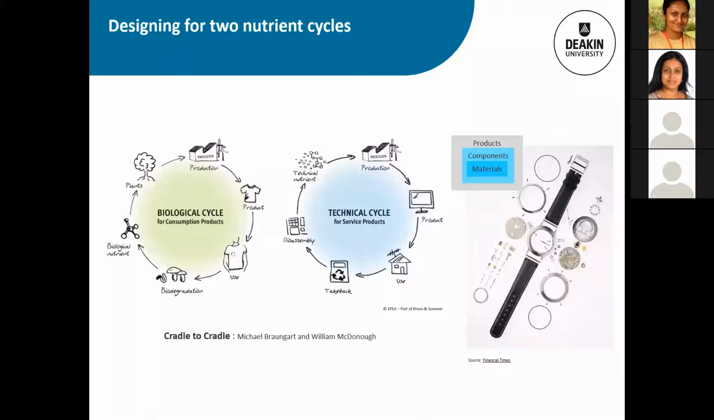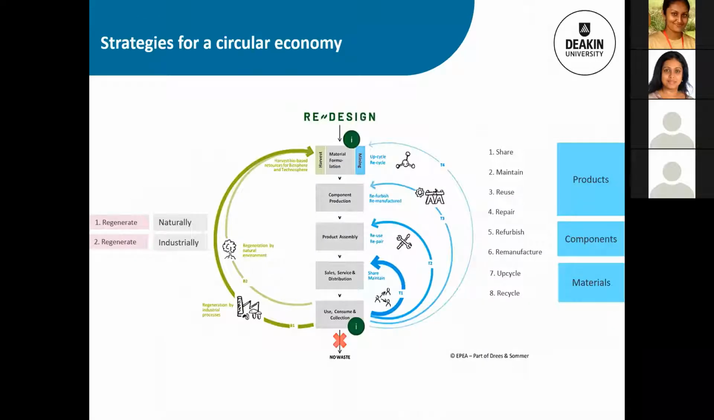So that's the basic principle that was introduced by Michael Braungart and William McDonough. But later, what we talk about as circular economy evolved with the integration of a few other concepts as well. So this is the initial diagram, if you want to think of it as a set of strategies on how this can be implemented.